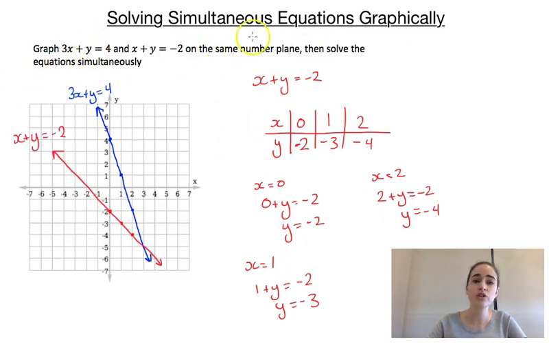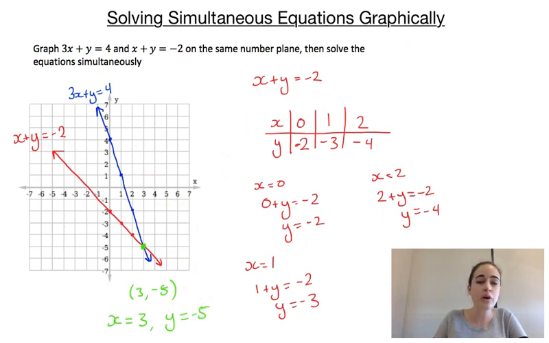So the last thing we want to do is solve the equations simultaneously. So we want to find the point of intersection, which is this point here. That point has coordinates: an x coordinate of 3 and a y coordinate of minus 5. So that means that our solution is x equals 3, y equals minus 5.